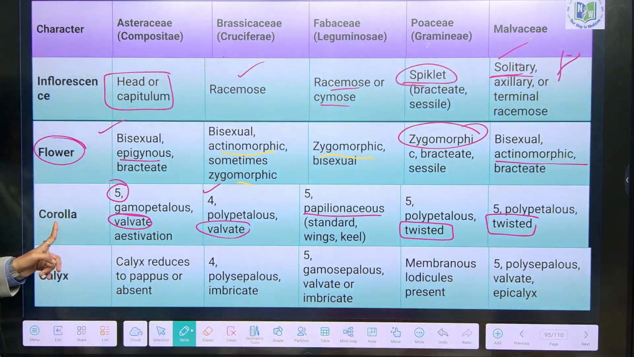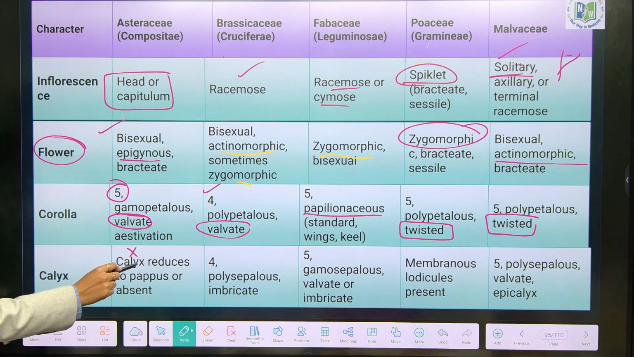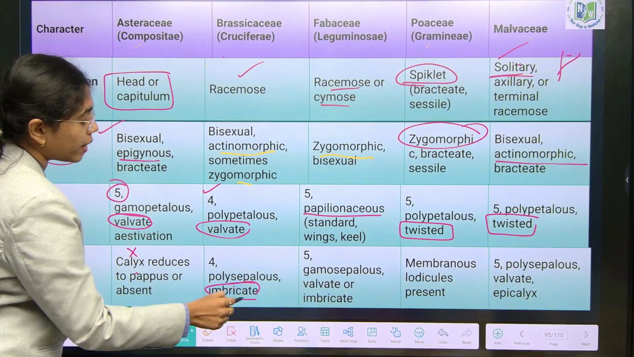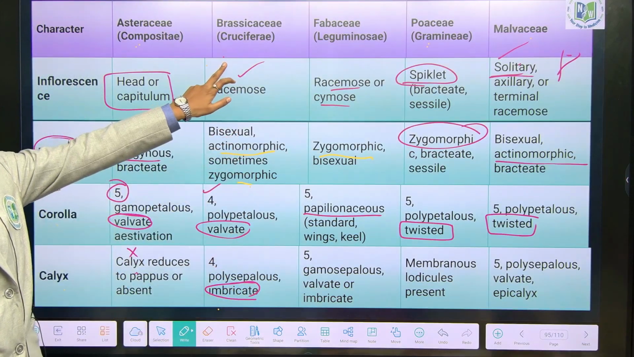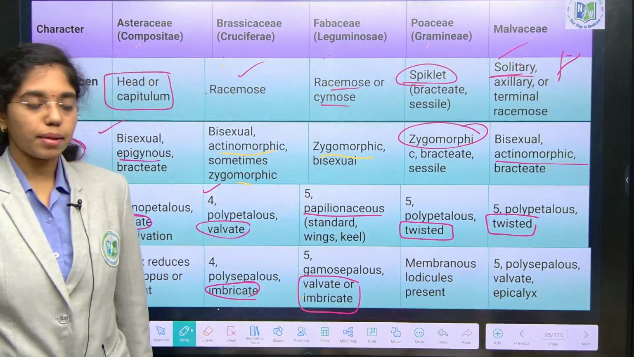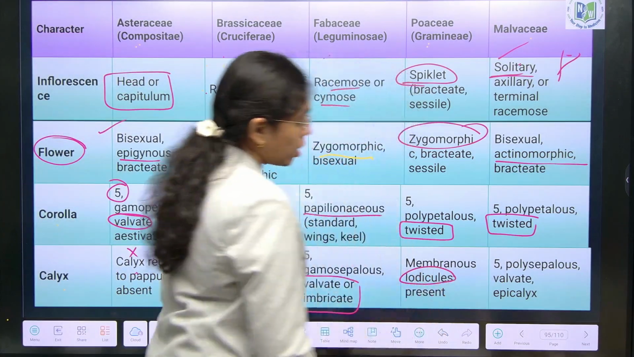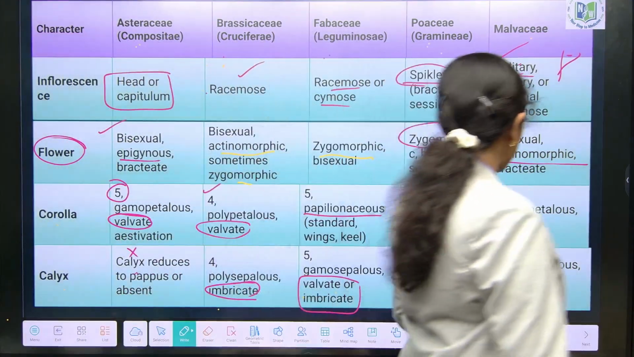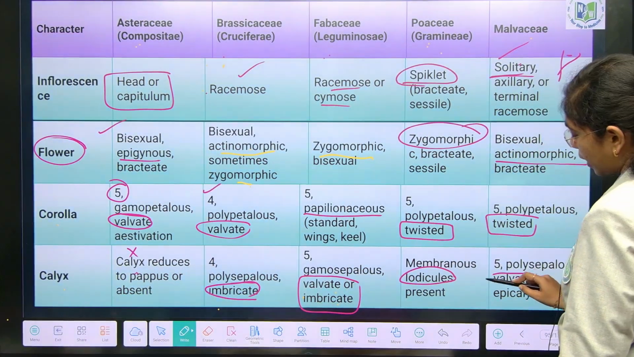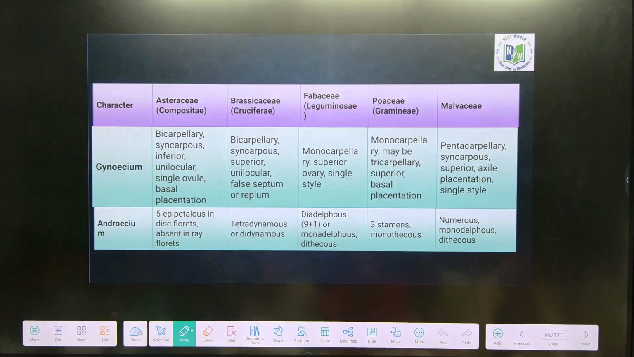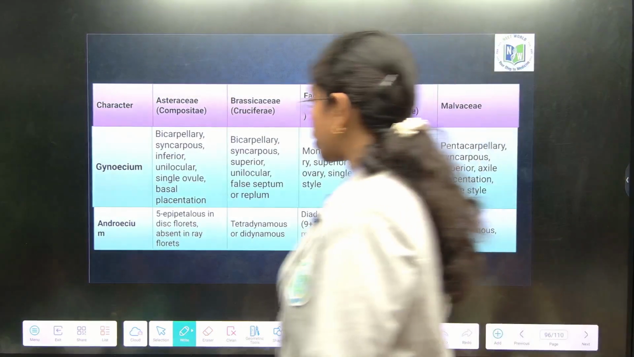Of what? Corolla. Calyx, pappus, reduced structures in Asteraceae. Polysepalous and imbricate type of calyx you can see in Cruciferae. Valvate or imbricate, anything is possible in Fabaceae members. Calyx and corolla reduced to lodicules in Poaceae members. Polysepalous of valvate aestivation, and in Malvaceae members you will also see epicalyx. Got it? This is the comparative analysis. Last, about gynoecium and androecium.